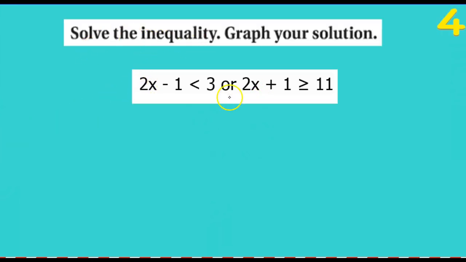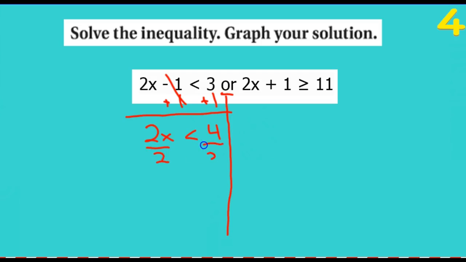Alright, now we have an OR inequality this time. So what we got to do is solve each of these individually. So the first one we have is 2x minus 1 is less than 3. So we have to add 1. I'm just going to draw a line down the middle so I know to separate these two. So 2x is now less than 4. Divide by 2, divide by 2, and x is less than 2.